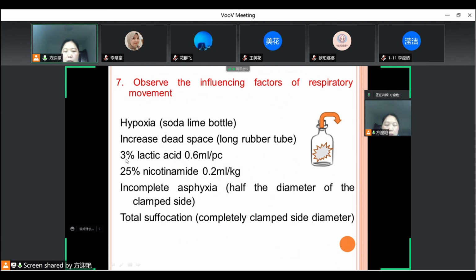And third, the injection: the injection of the 3% lactic acid, and then we also observe the curve, and it recovered. Then nicotine: he has started the respiratory center, and we can also see the curve change, and the change recovered.